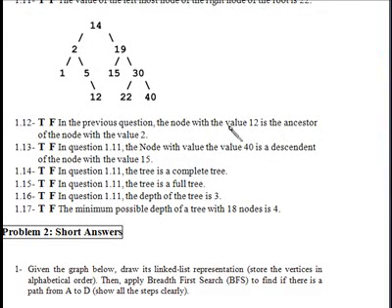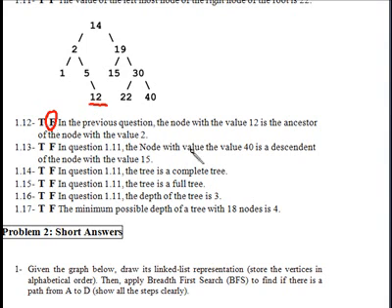In the previous question, the node with the value 12 is the ancestor of the node with the value 2. Actually, it's not the ancestor. This is the node of value 2, and it's not the ancestor. I can say it's not an ancestor, it's a predecessor, or sometimes it's called successor of 2, but 12 has no ancestor at all. 12 is not an ancestor of anything at all, so this is false.